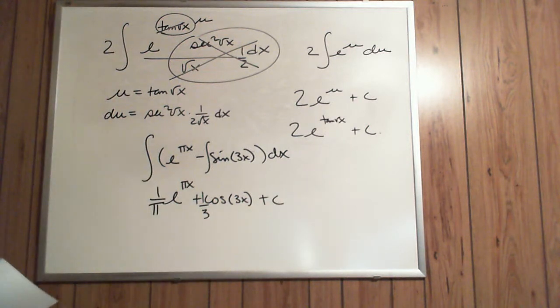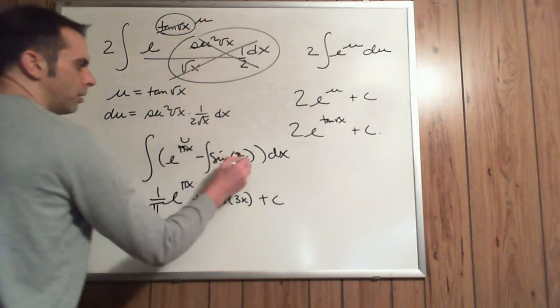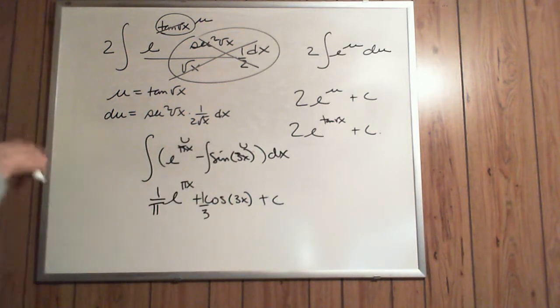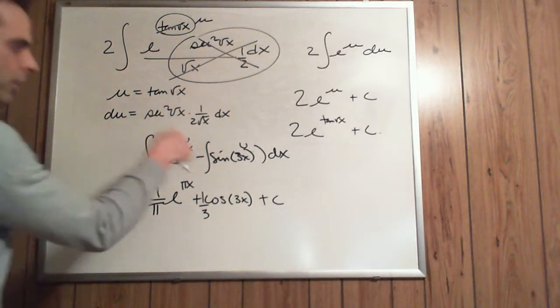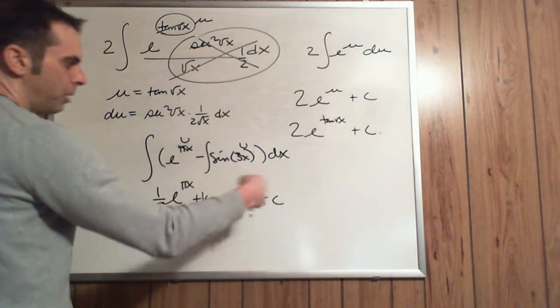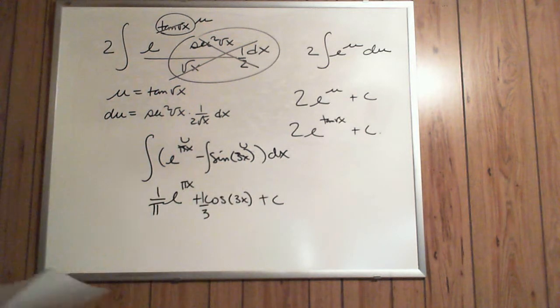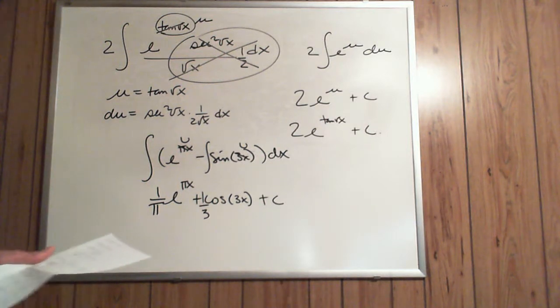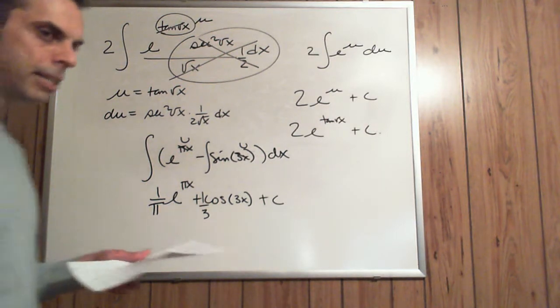Again, that's the shortcut. Or you could choose each of these to be the u, and du would be equal to pi dx. Put a pi in, take out a 1 over pi. Over here, u is 3x, du is 3 dx. Put a 3 in, take out a 1/3. And that's just the longer way of going about it. Okay, so that's the first video, and that is on e to the u du.